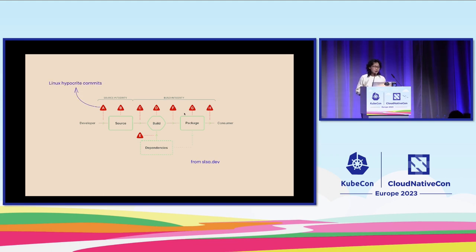So the first one is the Linux hypocrite commits. What happened in this scenario was that a university research team submitted malicious code to the Linux kernel. And so one way that SLSA offers help with this is that on SLSA level 4, you need two reviewers in order to get code to merge. Another one that we've heard lots about is SolarWinds. And now we know that SolarWinds happened because of a compromise in the build process. What SLSA recommends along the way is to have infrastructure as code, have an ephemeral build environment.